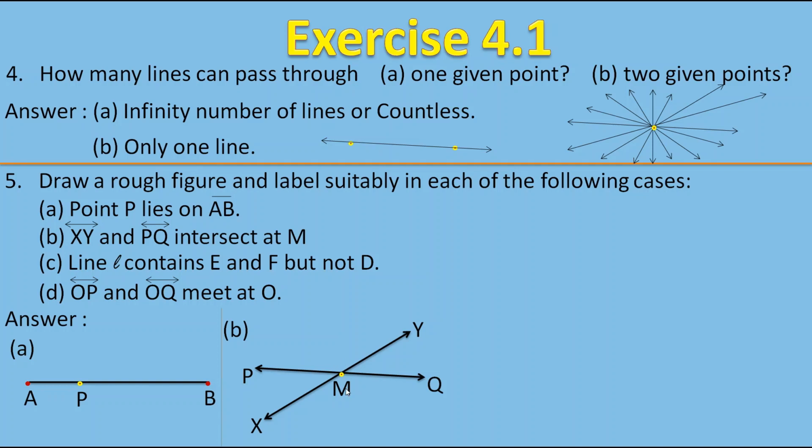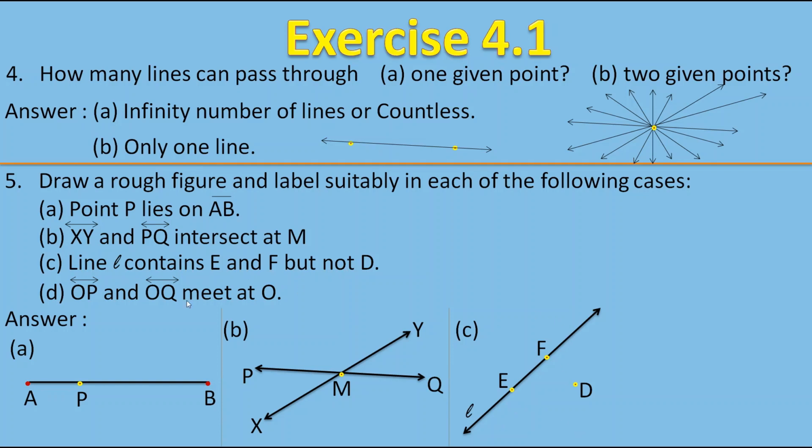Now the next is line L. There is a line L which contains the two points E and F, but not D. So this is the figure for this. See here, this is the line L which has these two points E and F, but not D, because point D is outside this line. So this is the figure for the third statement.